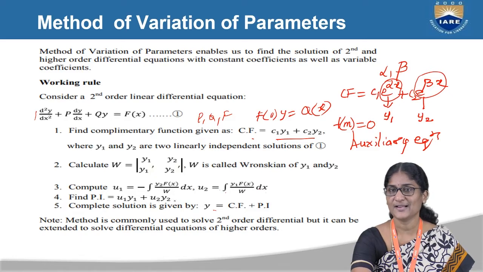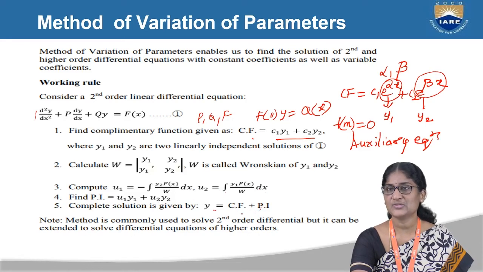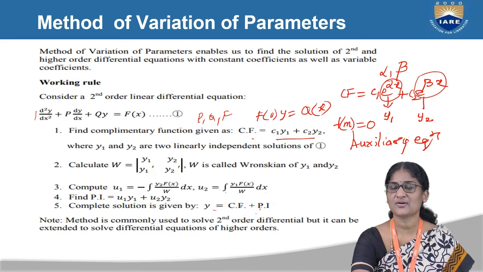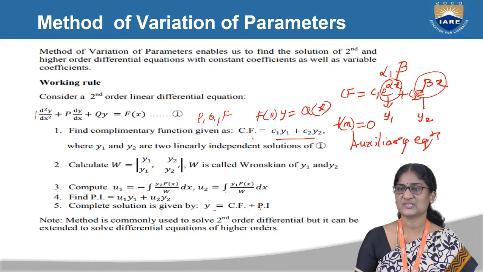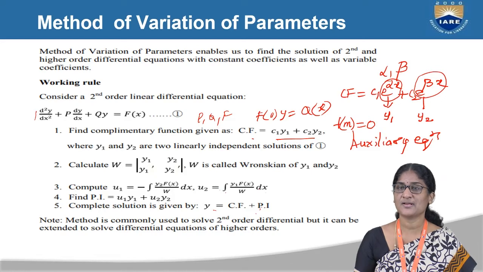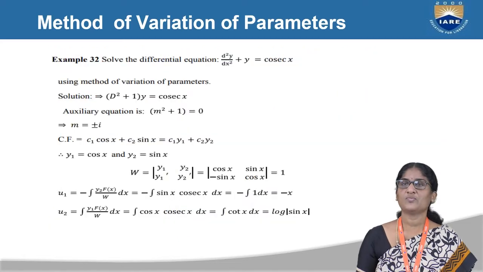So the particular integral is given by u1 into y1 plus u2 into y2. The complete solution of the given differential equation by the method of variation of parameters is given by the CF, which we got in the first step, plus the particular integral we got by this method; add these two to get the general solution of the given second order differential equation. Note, this method is commonly used to solve second order differential equations, and it can be extended to solve higher orders, but in our syllabus we are restricted to second order. We'll go with one example.